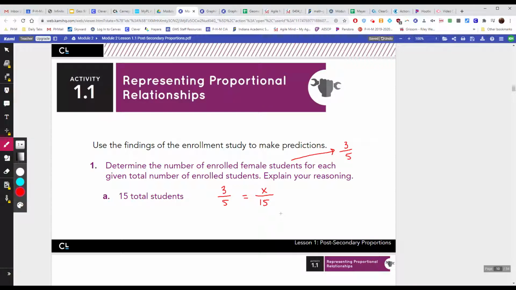And we learned in our warm-up in the previous video that to solve a proportion, we cross multiply. So 5 times x is 5x. 3 times 15 is 45. And then I would solve this equation by dividing both sides by 5. And I would find that there are 9 female students if there were a total of 15 students. 9 of them would be female.